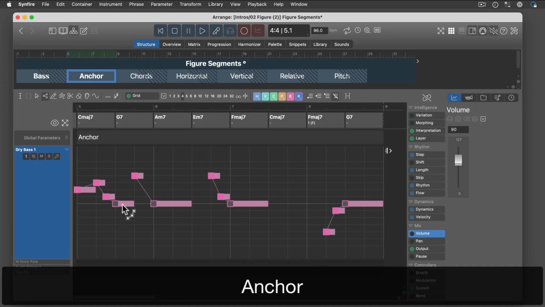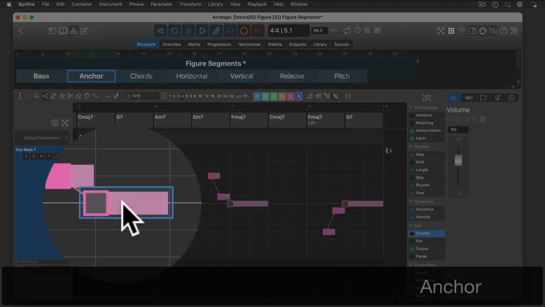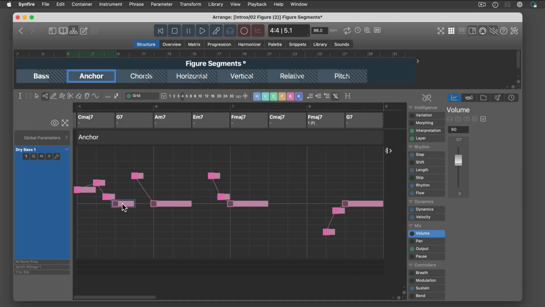This is the anchor of the segment. It's where the segment is mounted on the timeline. The anchor is always rendered first and the remaining symbols are rendered relative to that.